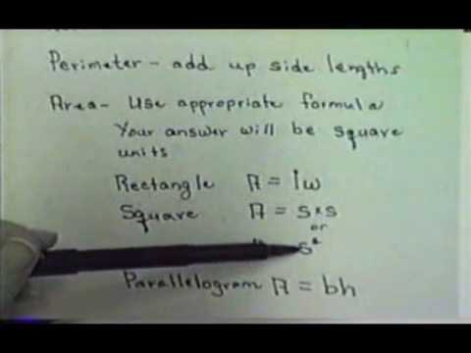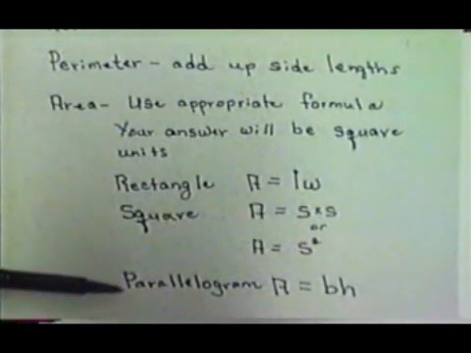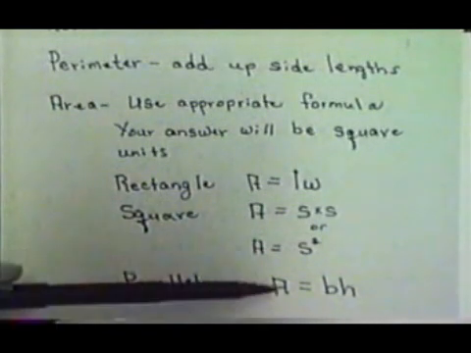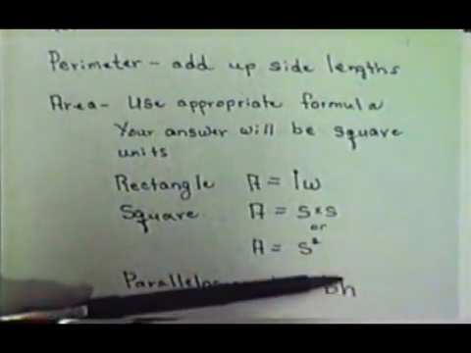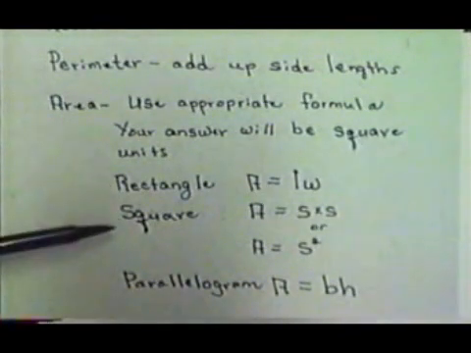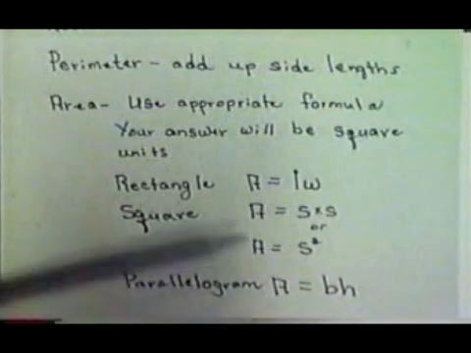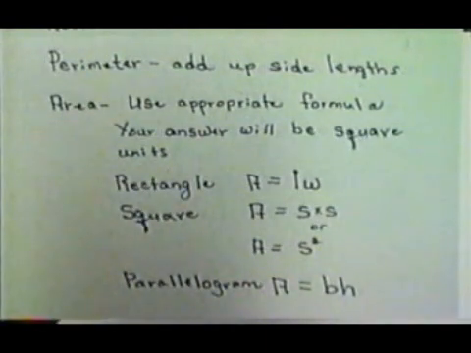We'll talk more about what side squared means when we're working with exponents. And then to find the area of a parallelogram, the area is base times height. Now you will work with these formulas enough that you will probably learn them. But when we test you on these items, we will actually give you the formula on your test. But you'll need to know how to use the formula, and you'll need to remember to put square units with your answers.